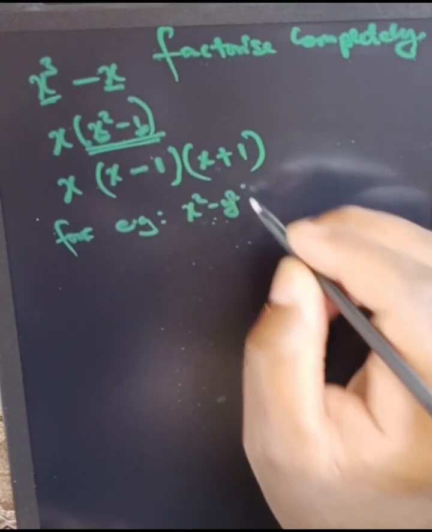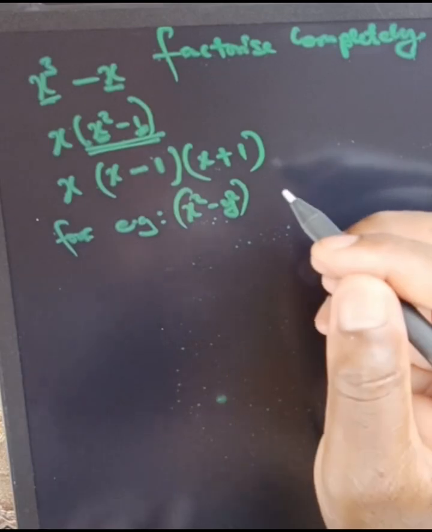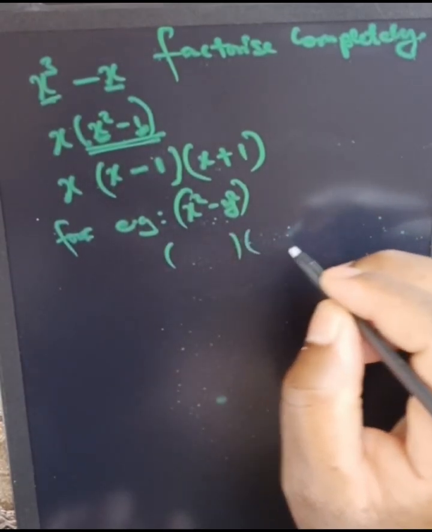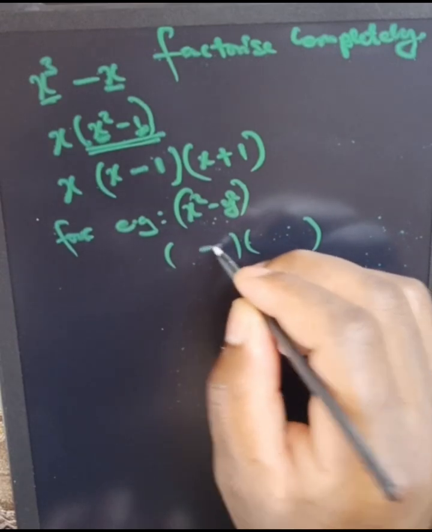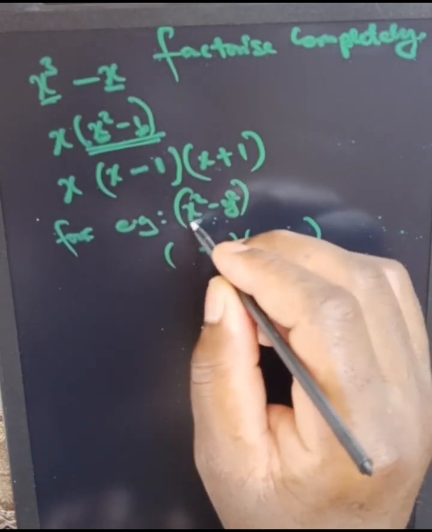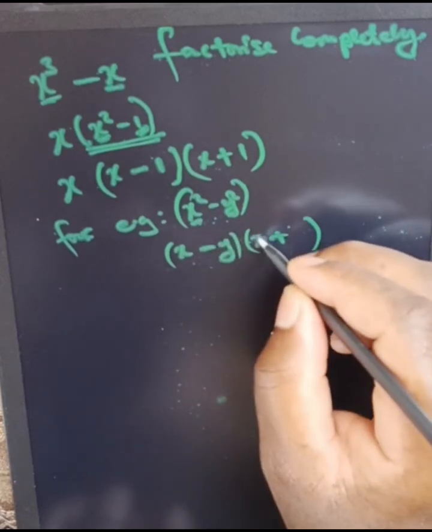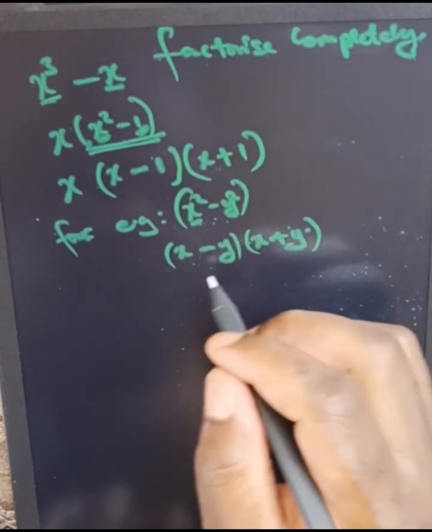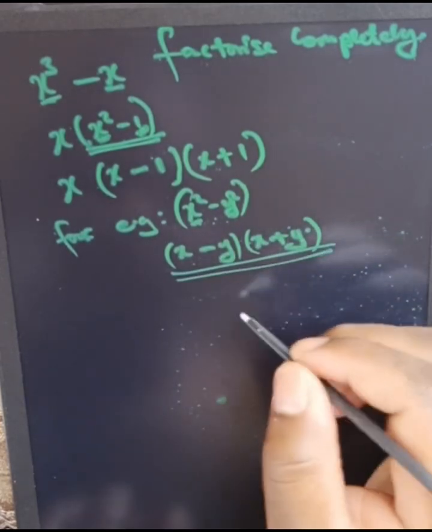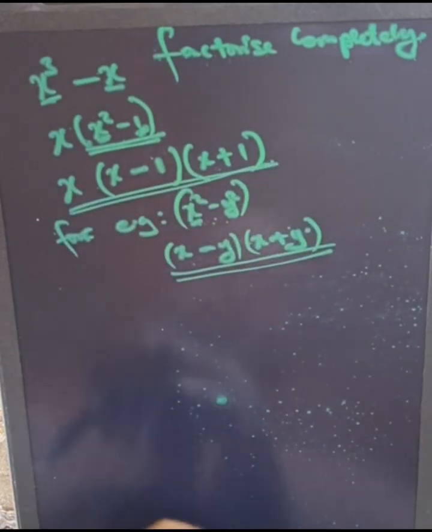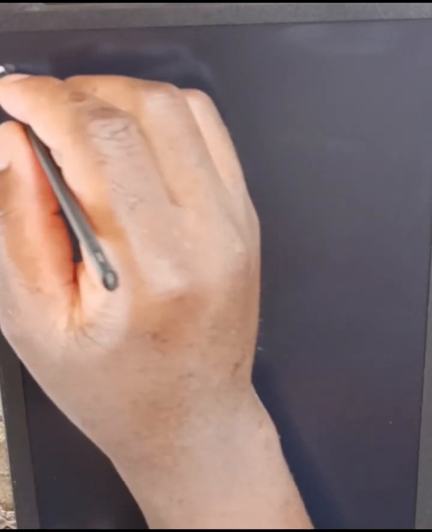For example, let's take x squared minus y squared. What you are going to do is open bracket, close bracket, open bracket, close bracket. You put a positive on one side and a negative on the other side. Then we write the square roots, which is x minus y, x plus y. Just the sign changes, but only the square roots will be written in these brackets. So this is how we are going to do it in this form. Let's move on to question number 2.